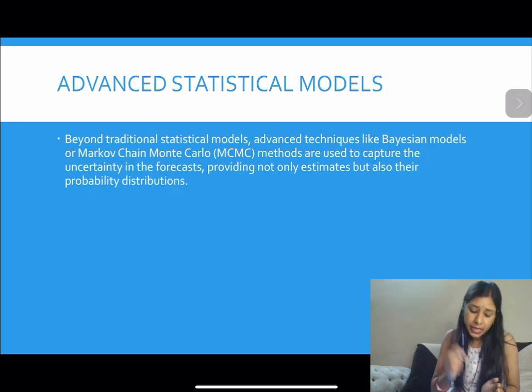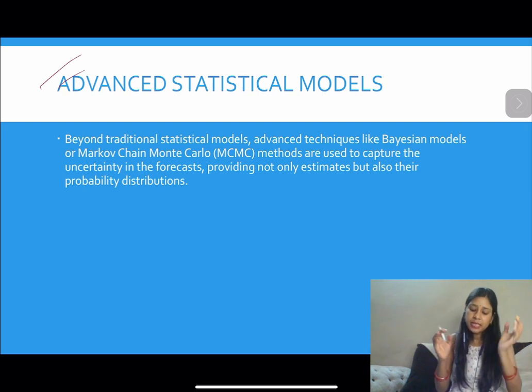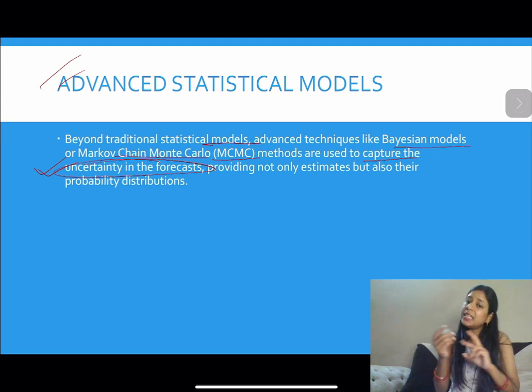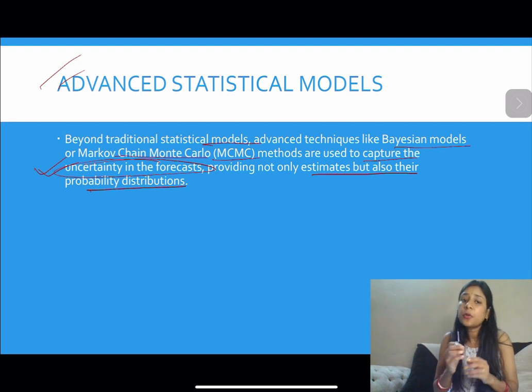The last one is the advanced statistical models. Beyond traditional methods like time series, advanced techniques like Bayesian models or MCMC, that is Markov chain Monte Carlo, are used to capture the uncertainty in the future. These uncertainties, the risks, can be captured, and it is based on probability distributions. So those uncertainties can also be captured through advanced statistical models.